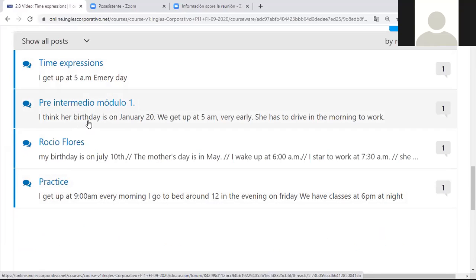I think her birthday is on January, right? At 5 a.m. on January 20th. That's nice. Si no estuviera el 20, aquí tendríamos que haber puesto in January. Pero como está el 20, pues entonces decimos on. We get up at 5. She has to drive in the morning.